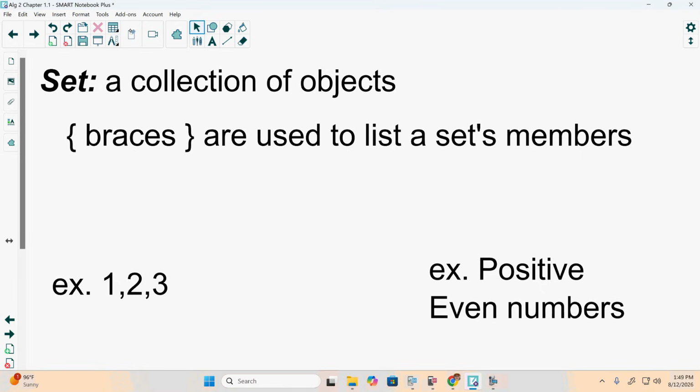Now, using this in a set, if I wanted to write 1, 2, 3 as a set, the first thing we would do is put a brace. Let's try again. There we go. Brace, 1, 2, 3, brace. We list the elements in braces. That's it. This set is nice because it has 3 elements.